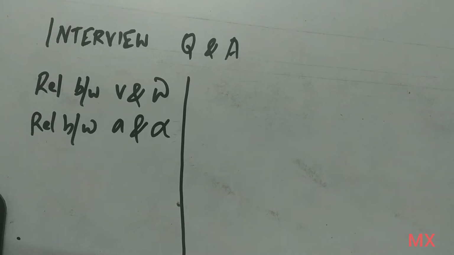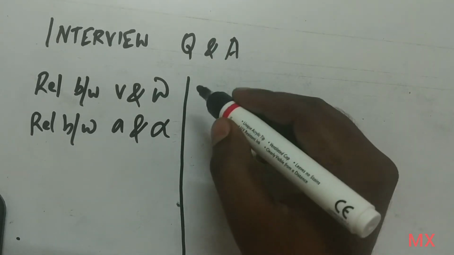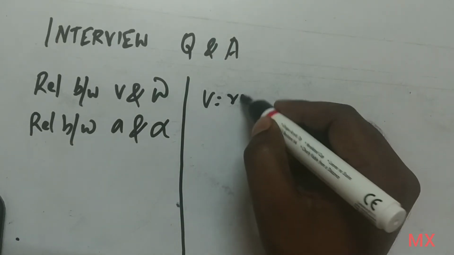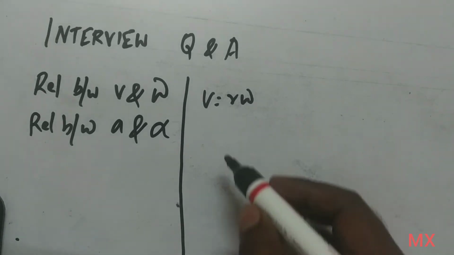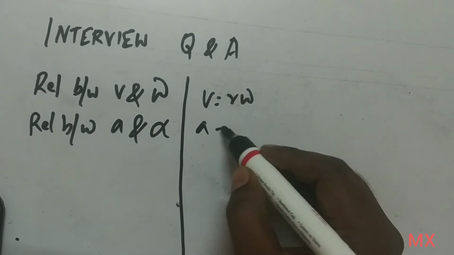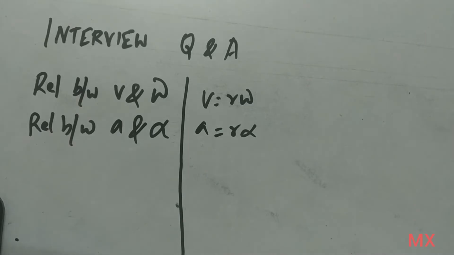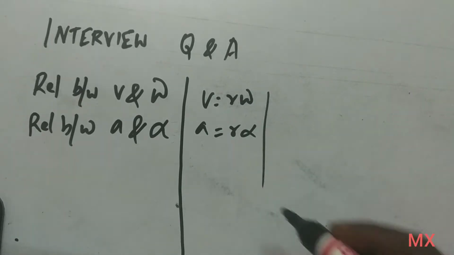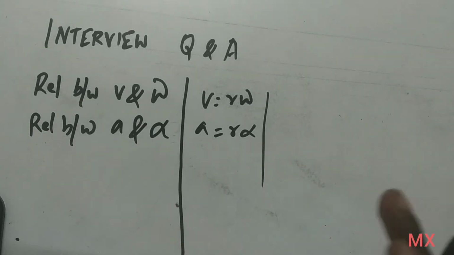That is, V is velocity and omega is angular velocity, and the relation between acceleration and angular acceleration, that is A and alpha. So what are the formulas we remember? V equal to R omega, right? And for acceleration and angular acceleration, A equal to R alpha. See, this is the formula, but what is the correct relationship?